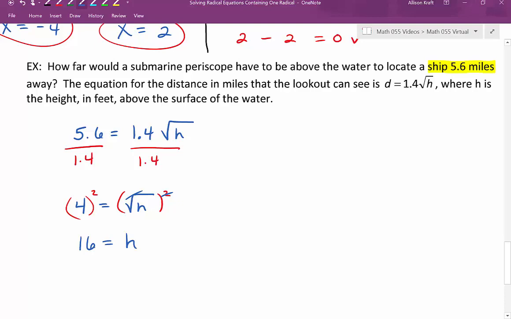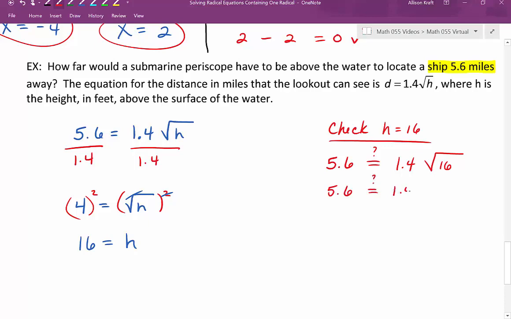Before we can be satisfied with our answer, we need to check our answer, since during our solving process, we raised both sides to an even power. So let's plug it in. Does 5.6 equal 1.4 times the square root of 16? The square root of 16 is 4, and 1.4 times 4 is indeed 5.6. So our answer is good.